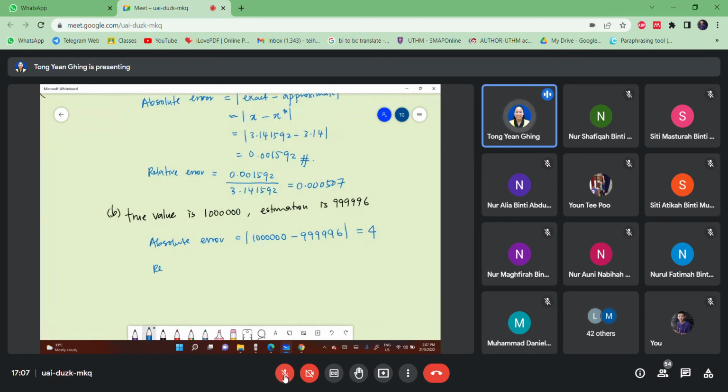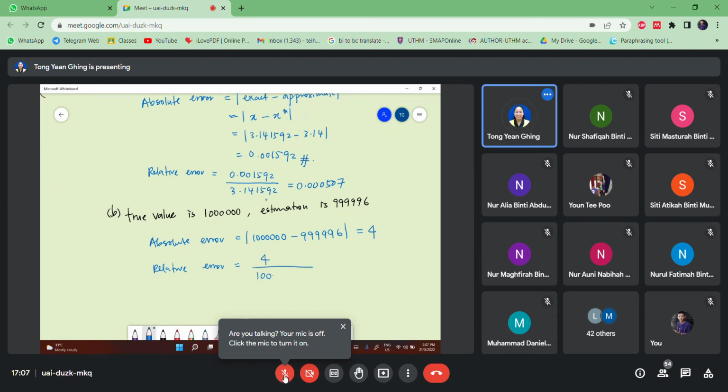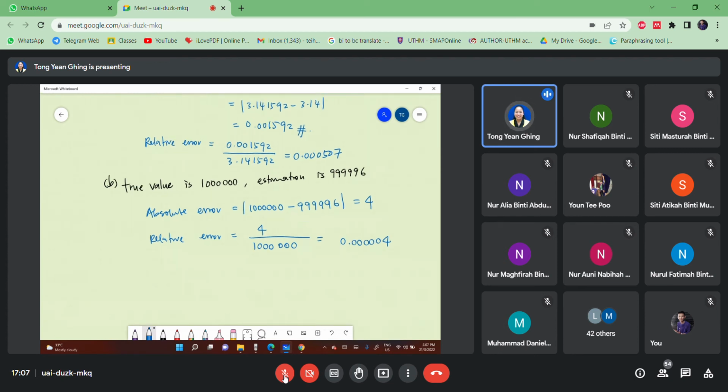And then this one relative error is 4 divided by, so get, macam ni. Ada 5 kosong. 1, 2, 3, 4, 5. Okay. Boleh. This one. And then C.